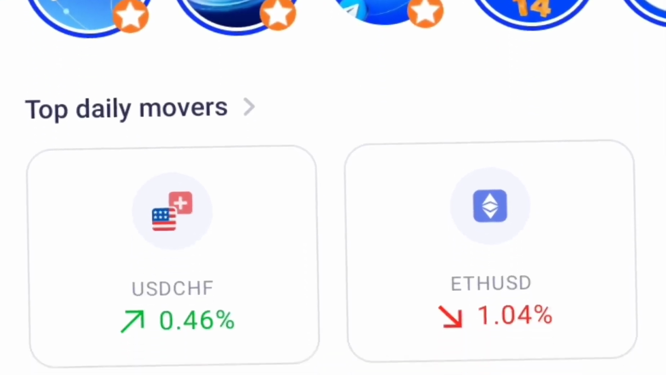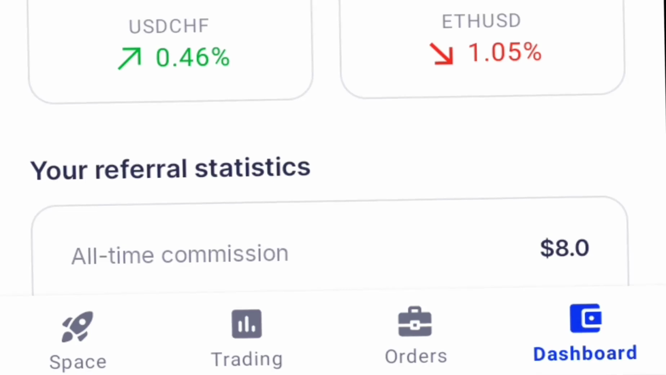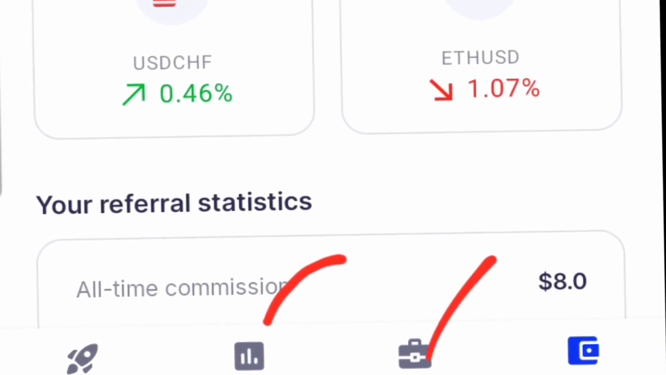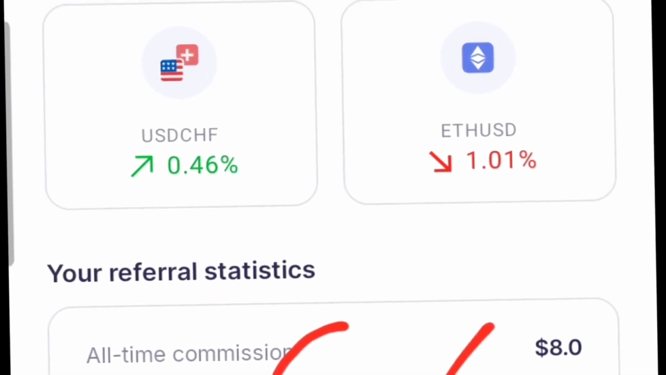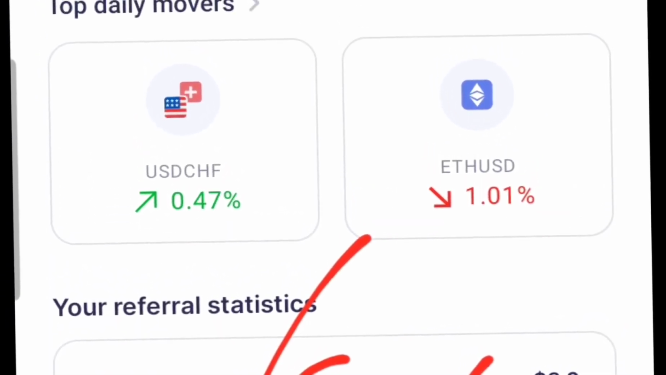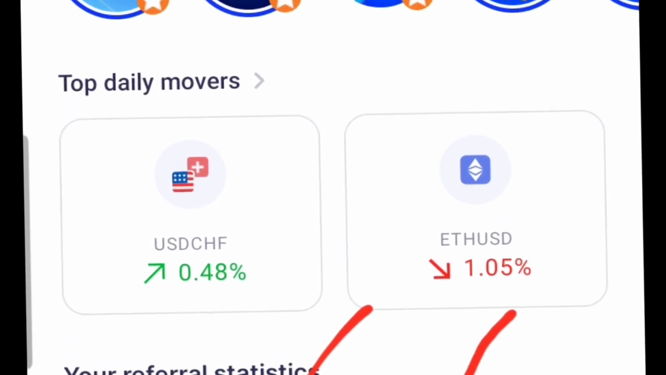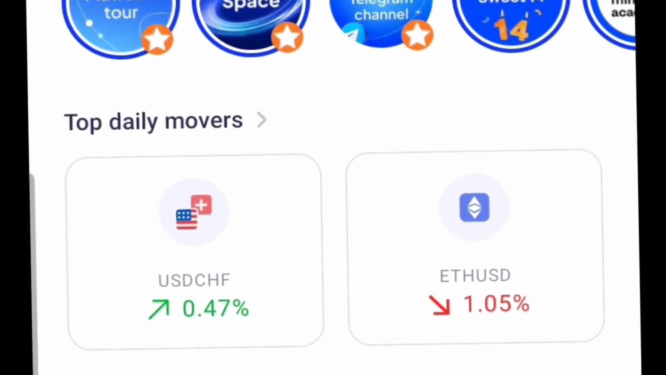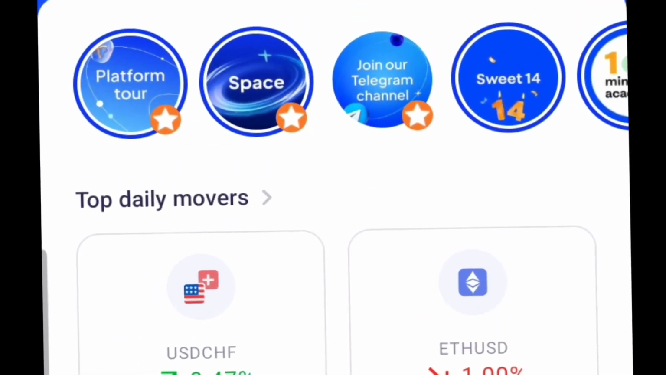Now, if you look below here, you're going to see trading, order, dashboard, and the rest. If you want to take a trade, you click here. If you have already taken a trade, you are going to see the trade you have taken. That is what is known as order. What we have in order is the trade you have taken already.